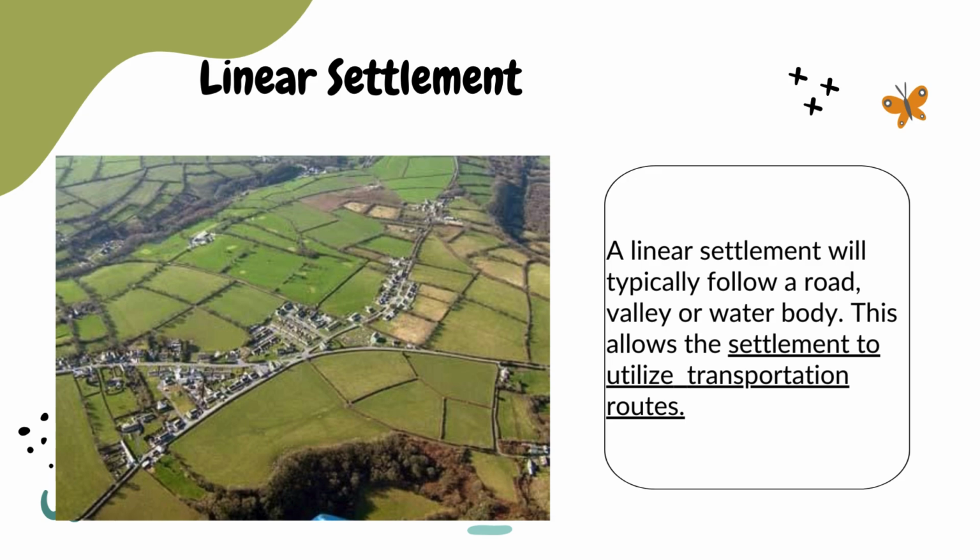Next up, we have linear settlements, and linear settlements are arranged in a line. They usually follow a road, a river, or a valley, and this is set up in a way that makes transportation and access to water easy. So you'll notice linear patterns along U.S. Route 1, or older riverfront towns in South Florida. And this is super practical in areas where geography channels development.